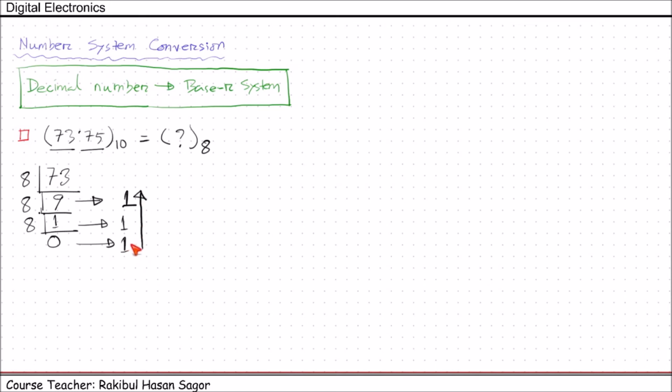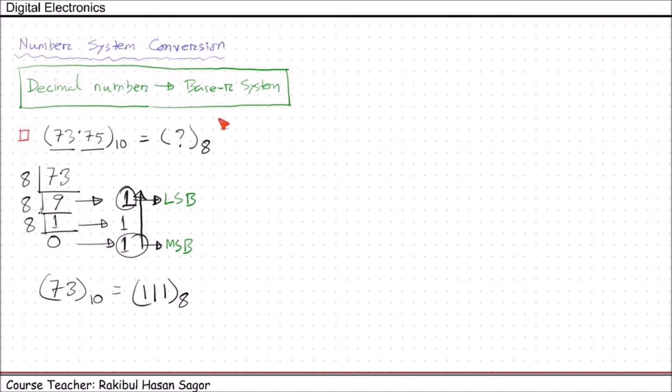What does it mean? This value is MSB, LSB. Hence we can say the octal equivalent of 73 decimal is 111. Though we have 111 here, it's not binary, it's octal number. For this particular example, we are getting 111.